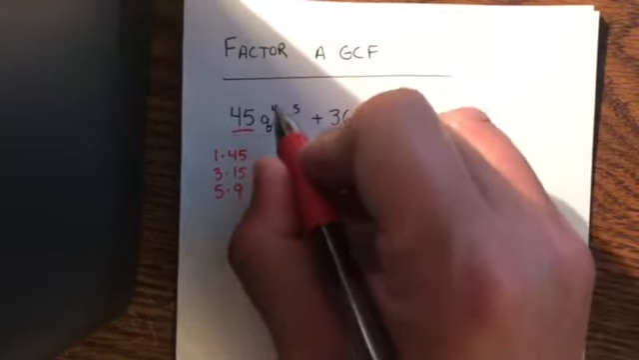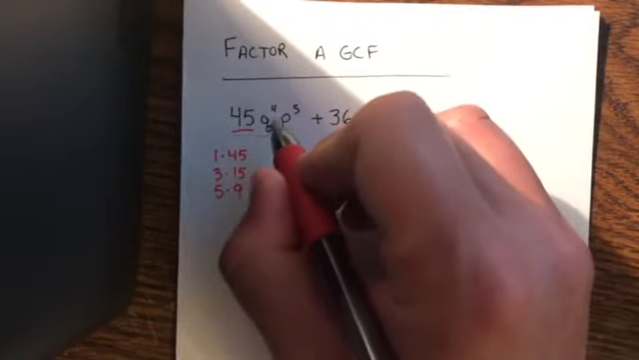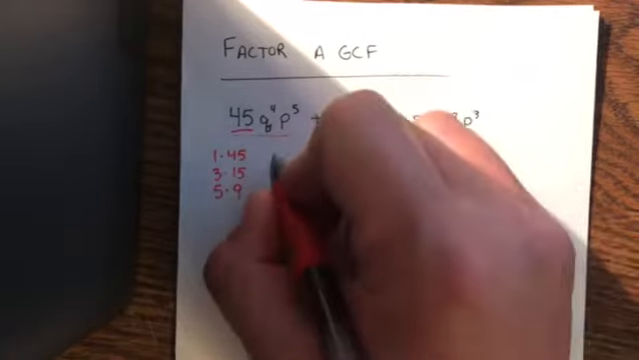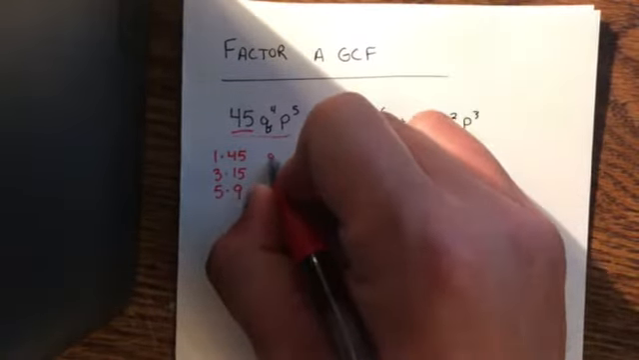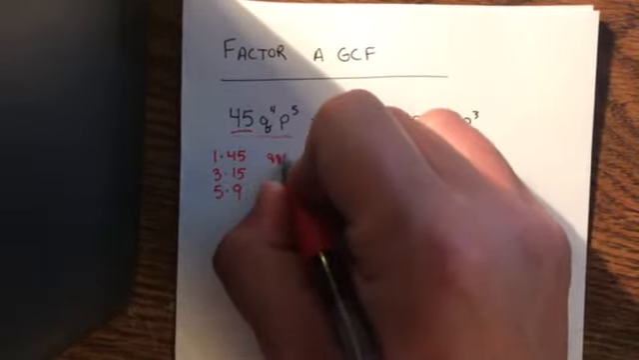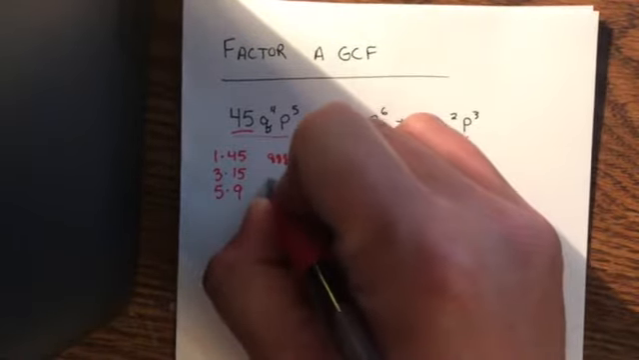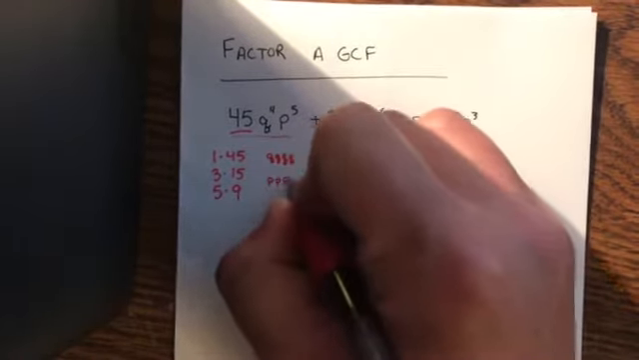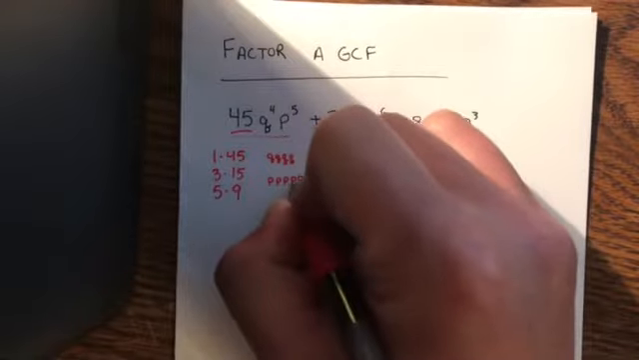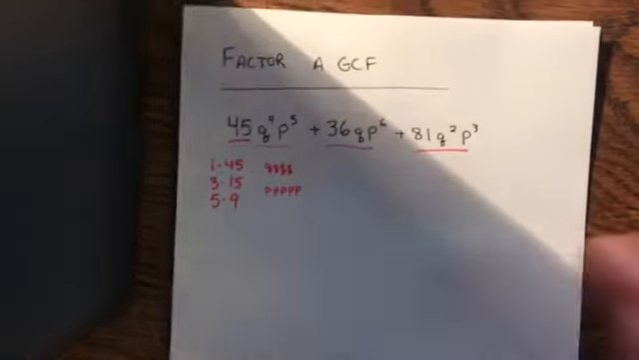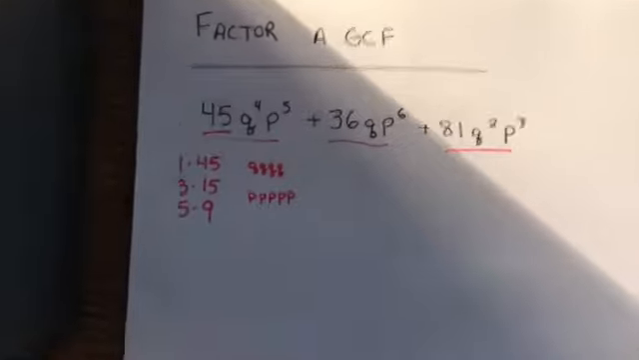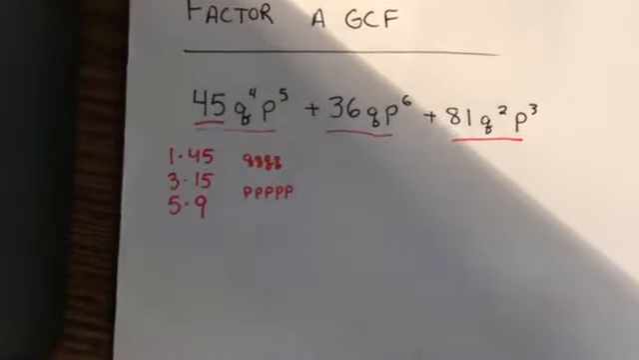The next thing you're going to look at is the variable component. So q to the fourth, that just means q times itself 4 times. And then p to the fifth is just p times itself 1, 2, 3, 4, 5 times. Okay, so then we're going to move on. We have all the factor list for 45 written out.